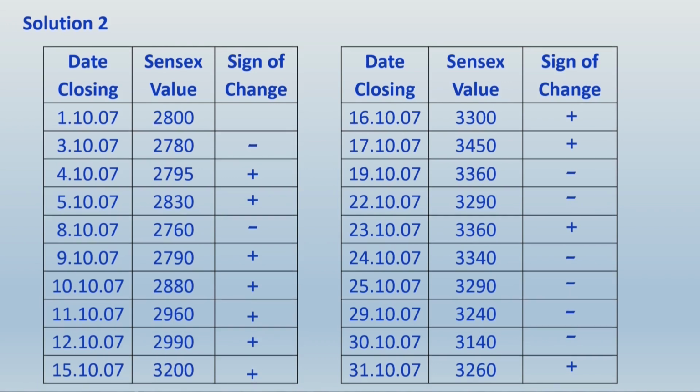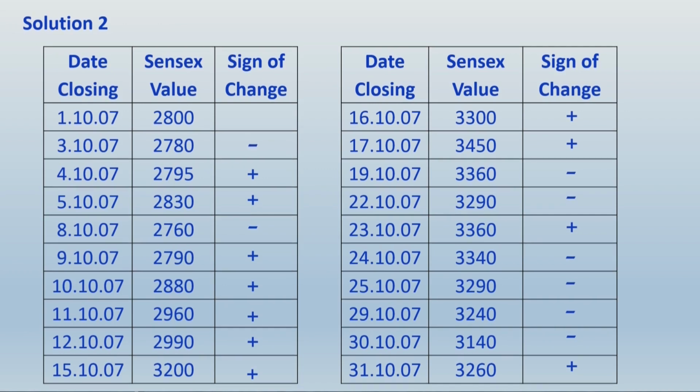Secondly, let us count the values of N1 and N2. N1 and N2 will be the number of plus signs and minus signs. So let us first count the plus signs. 1, 2, 3, 4, 5, 6, 7, 8, 9, 10 and 11. And let us now count the minus signs. 1, 2, then 3, 4, 5, 6, 7 and 8. So N1 will be 11 and N2 will be 8.